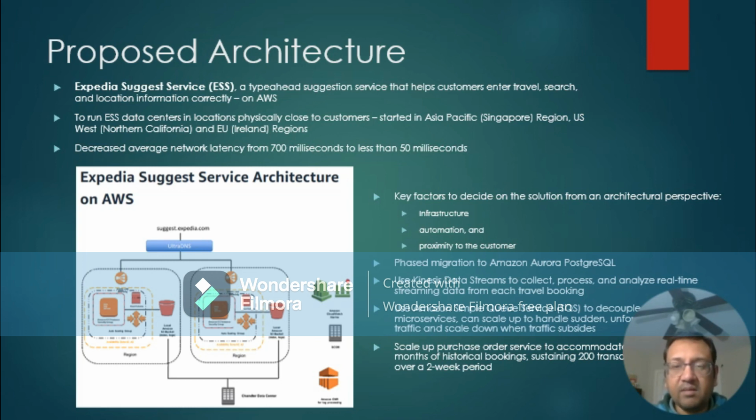Expedia used Amazon Simple Queue Service (SQS) to decouple and scale microservices, which can scale to handle sudden bursts of traffic to websites. Expedia was able to backfill 15 months of historical data at 200 transactions per second and complete the migration over a two-week period.